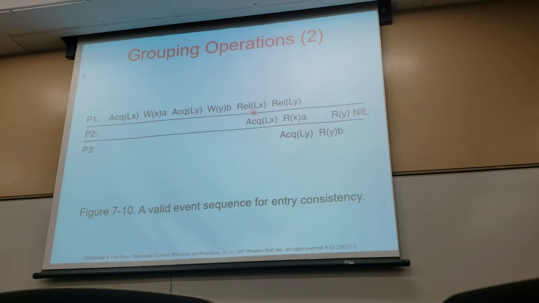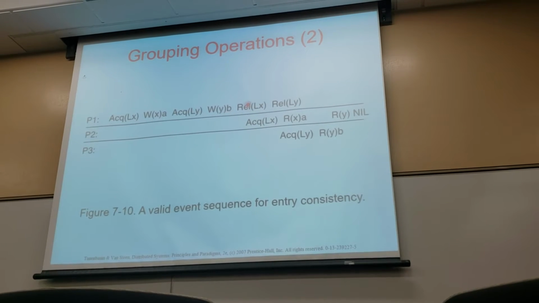So what is going on here? P1 needs to write to X, so it acquires the lock to X. Once it has that lock, it can write to that variable. Later on, it decides it needs to write to Y, so it acquires the lock to Y and writes to that particular variable. Then once it's done, it releases both of those locks.